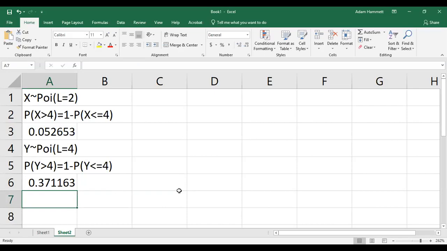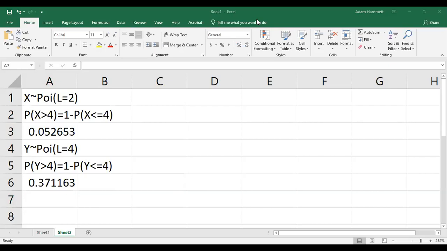But the reason the other one is a lot smaller is x bigger than 4. Well, 4 is already way past its mean. The mean was 2, and we're asking for the probability it's even further beyond that. That's only a 5% chance. But here, we're just asking for the probability that y is bigger than its average, 4. And that, not surprisingly, is much, much bigger.